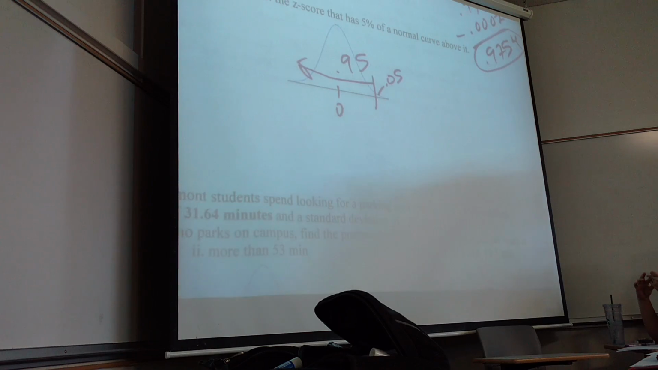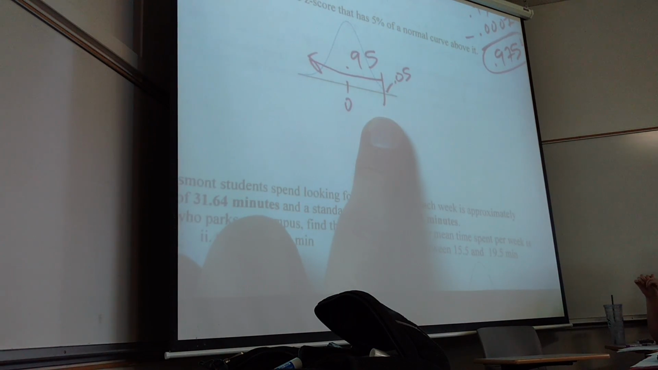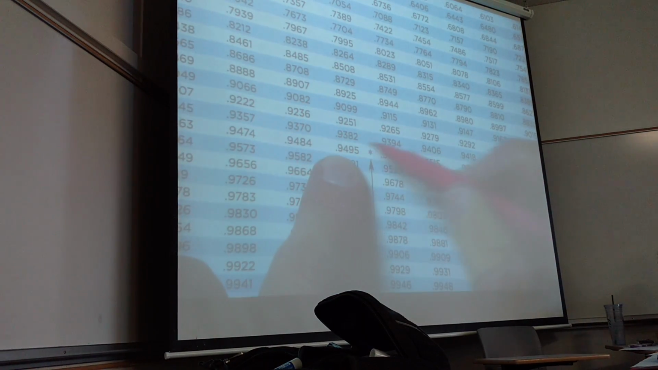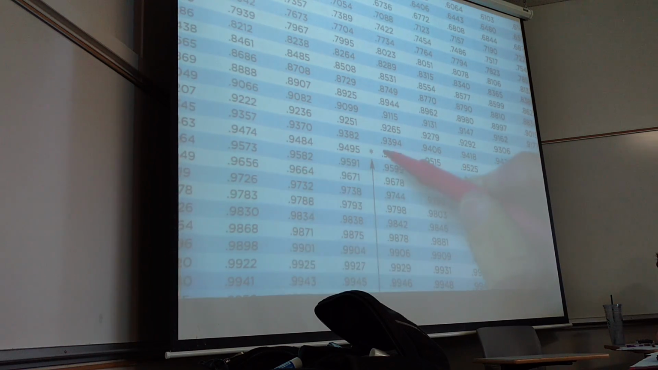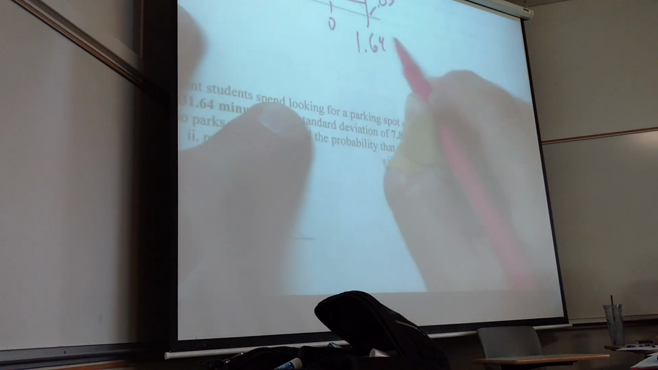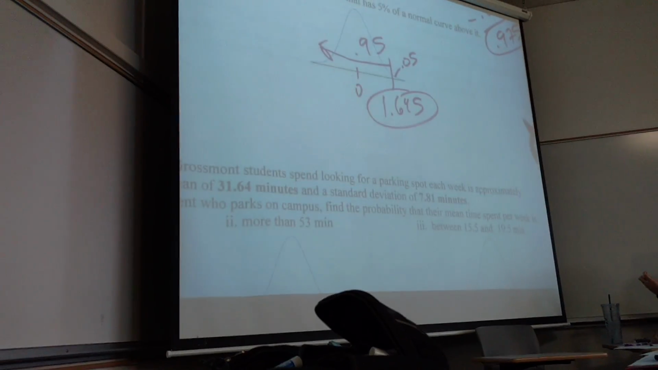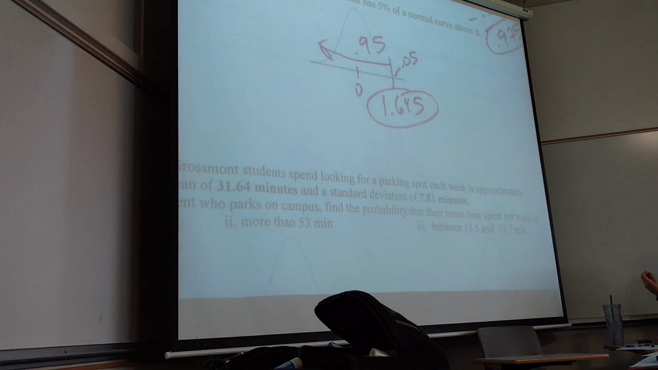So let's see, 0.95. If I look up 0.95, am I going to look at the positive or negative z-scores? Positive, because it's up here. I get right in between these two, and the little asterisk that gives me the answer is 1.645, because it's right in between 1.64 and 1.65. That's amazing. So it's 1.645. That's the z-score that has 5% above it in a normal curve.